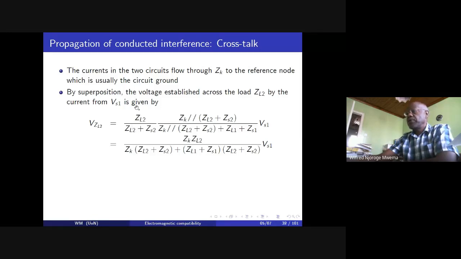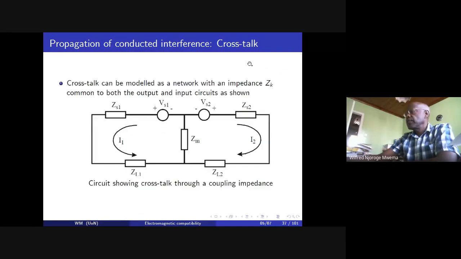That is, you know how to apply superposition: we replace one of these signal sources with its internal impedance, and try to look at the current that would be flowing through the circuit when the other signal source is acting alone. And therefore, we have only the Vs1 acting, and the Vs2 has been shorted ground to ground. So we can show that. That is, we can connect this one with a short circuit.